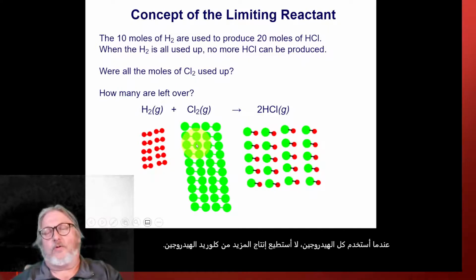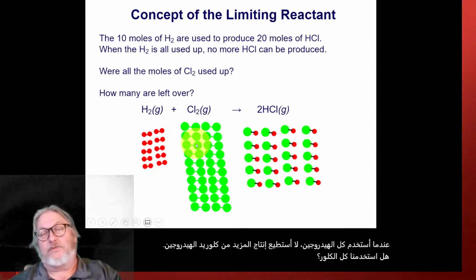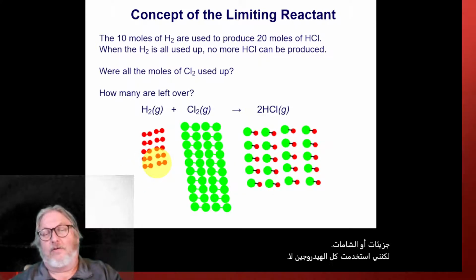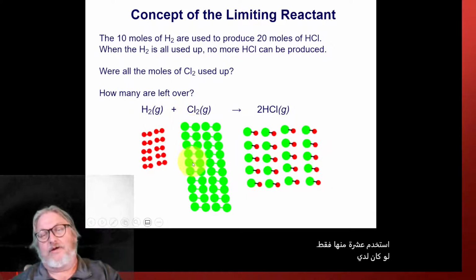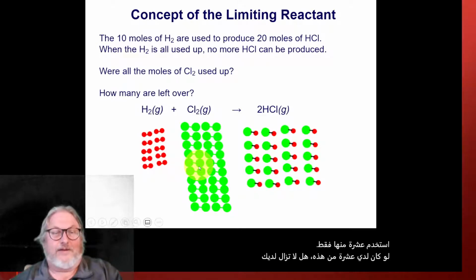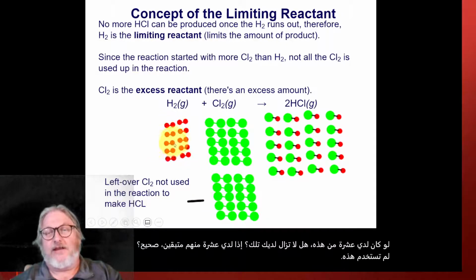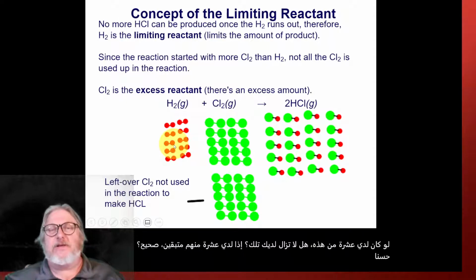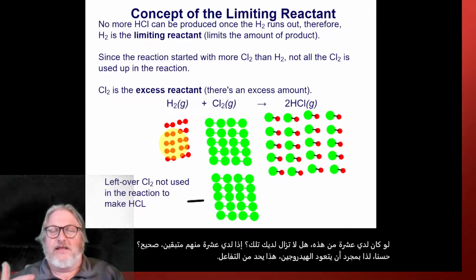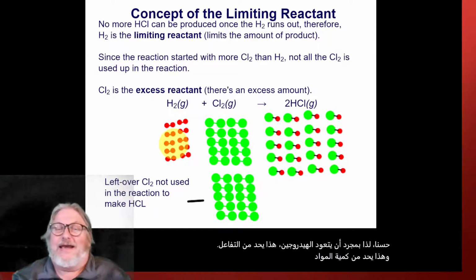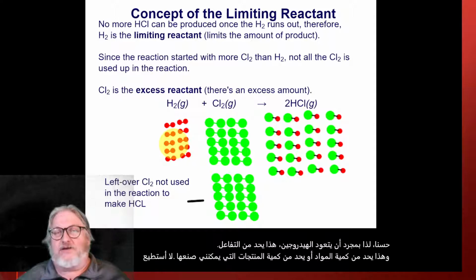Did we use all the chlorine moles when I used all the hydrogen? No. I only used 10 of them. If I had 10 of these, I used 10 of those. So I've got 10 of them left over, right? Those weren't used. So once that hydrogen gets used up, that limits the reaction. That limits the amount of products I can make. I can't make any more when the hydrogen gas is gone.